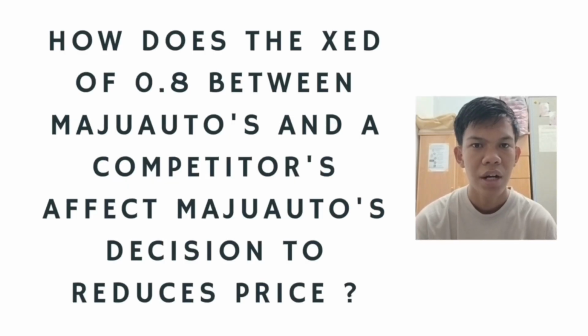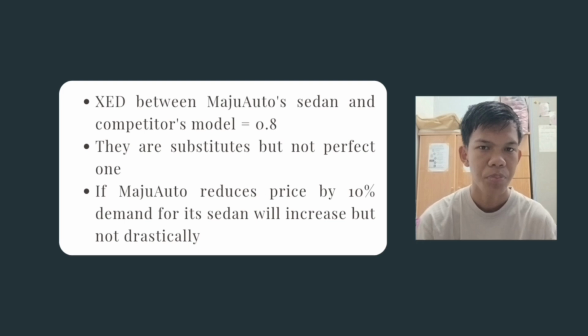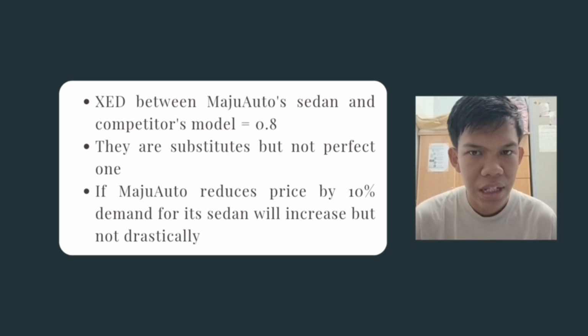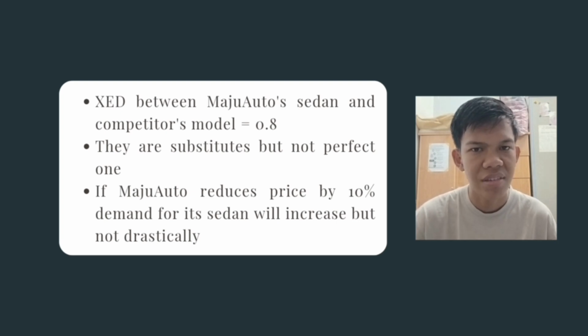Question 2b. How does the XED of 0.8 between Maju Auto Sedan and a competitor model affect Maju Auto's decision to reduce price? In this case, the XED between Maju Auto Sedan and the competitor models is 0.8, meaning they are substitutes but not perfect ones. This means that when Maju Auto reduces its car price by 10%, demand for its sedan will increase but not drastically.